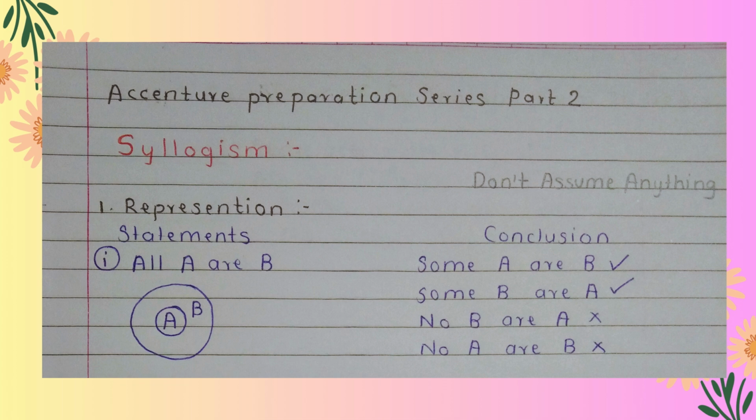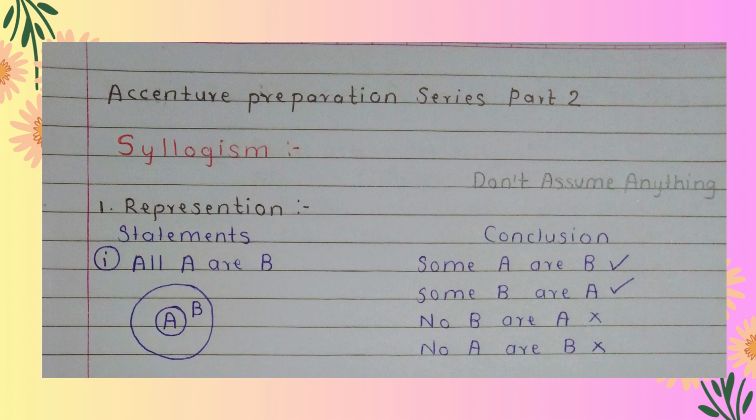So the first statement is all A are B. To represent it correctly, we can say that A is a class of some students, and B is some class, some students are there in B class, right? Some students are there in A class and some students are there in B class. So all A are B. We can clearly understand that all A are in B. So we can represent it as the A circle being inside the B circle. Right, by using circles we can represent that.